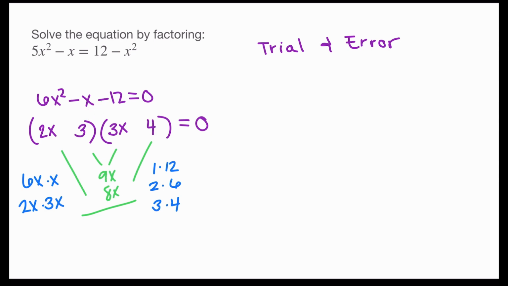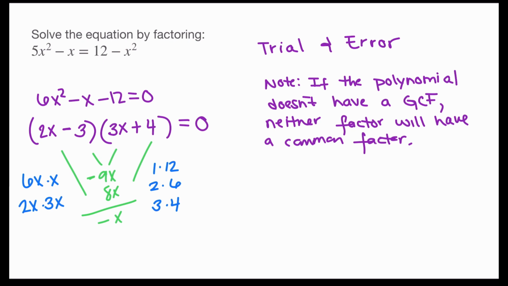What if I switch the location of the 3 and the 4? Now my inner term is 9x, my outer term is 8x. Can I get this to add up to negative 1x? Well, now I'm going to start thinking about the sign here. I need a negative 12, so one of these has to be positive and one has to be negative. And if I make the 9 negative and the 8 positive, yeah, it does add up to negative 1x. So that means the negative goes in front of the 3.